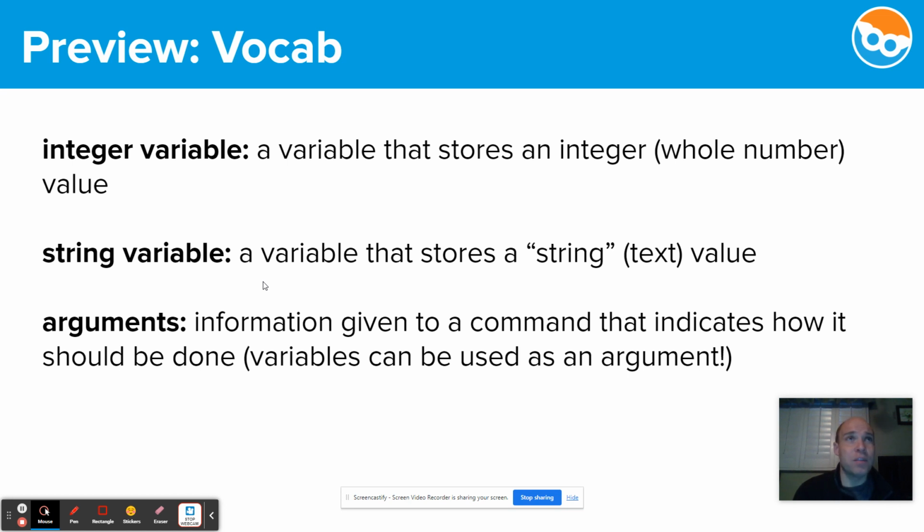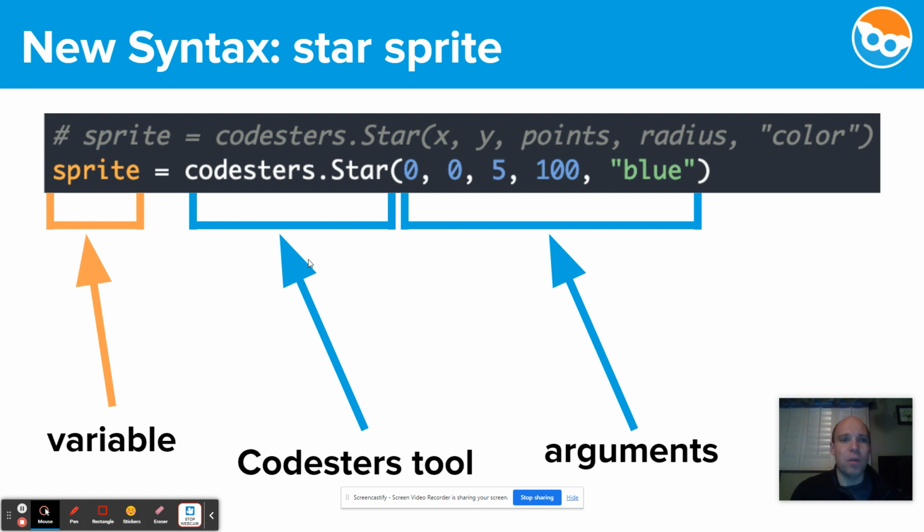If you remember, when you create a sprite, you tell it certain things like where it's located on the stage, what the image for the sprite is going to be, or how big it's supposed to be, and those are all arguments that you give to that command. When we create a star sprite, it's a predefined shape, and it has different arguments that indicate different parts of the star.